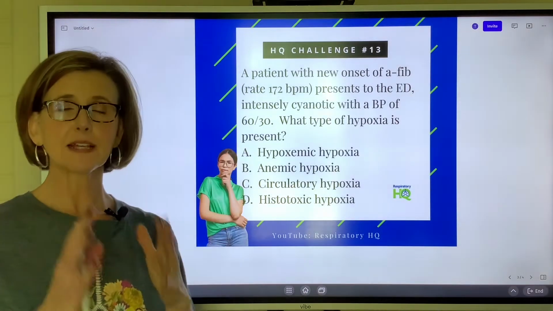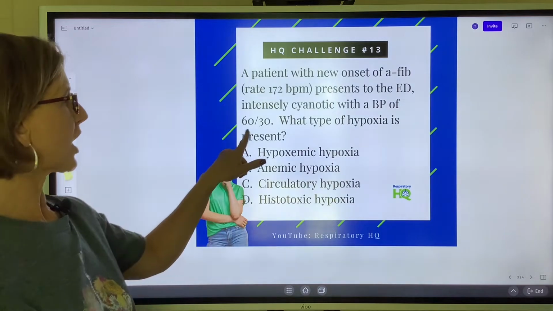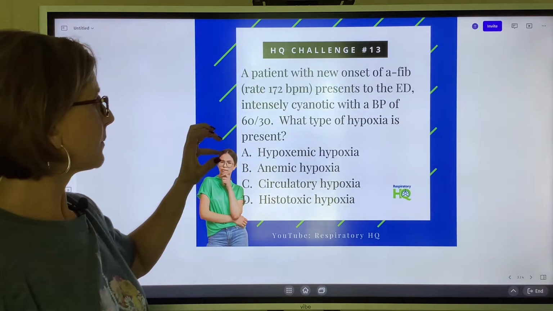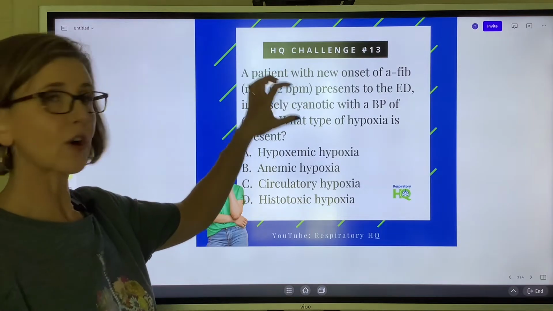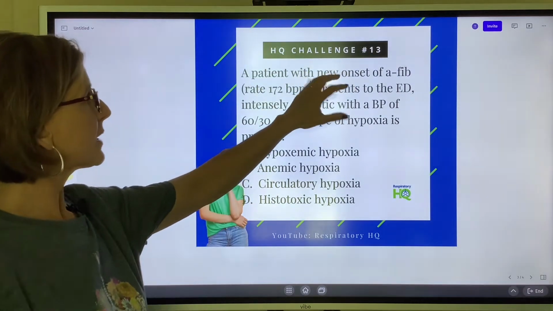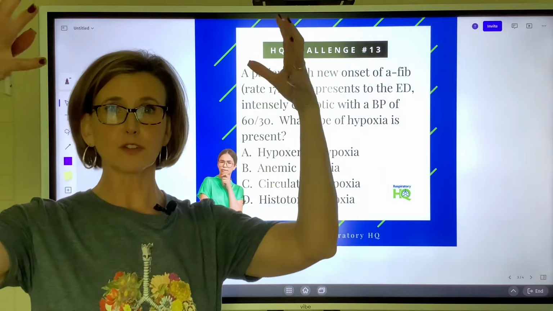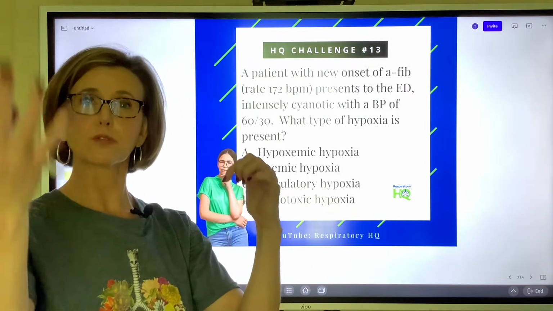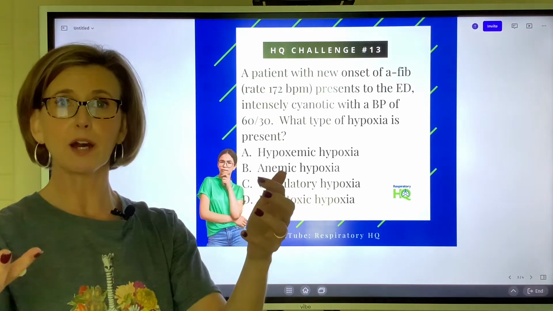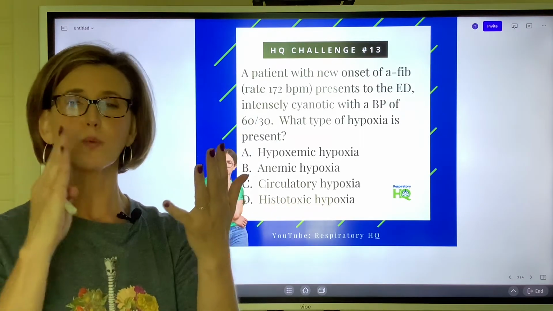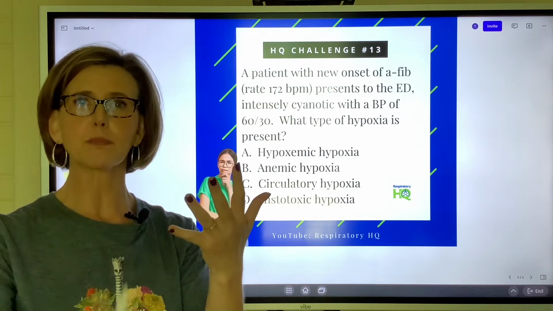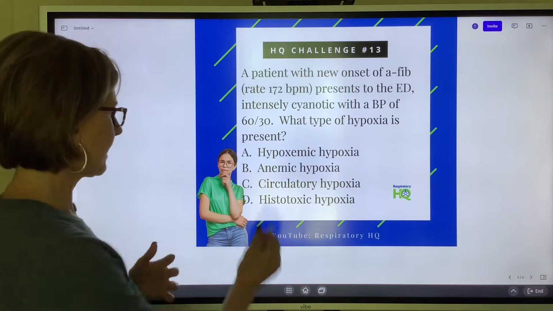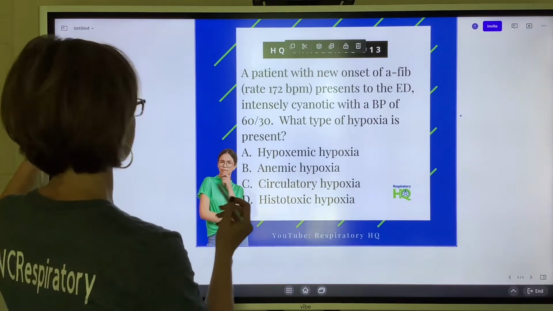So anytime we have a shocky situation, profoundly low blood pressure, that can be caused sometimes by a cardiac issue, and with AFib, there's probably not enough of a squeeze of the atria to send blood to the ventricles for the ventricles to pump out adequate cardiac output. This has everything to do with the heart, with cardiac output, and with blood pressure. So that type of hypoxia is circulatory hypoxia.